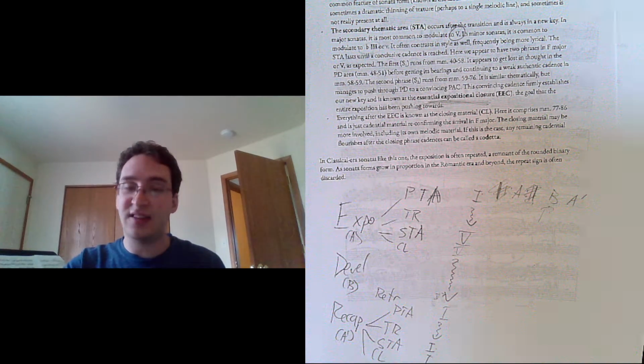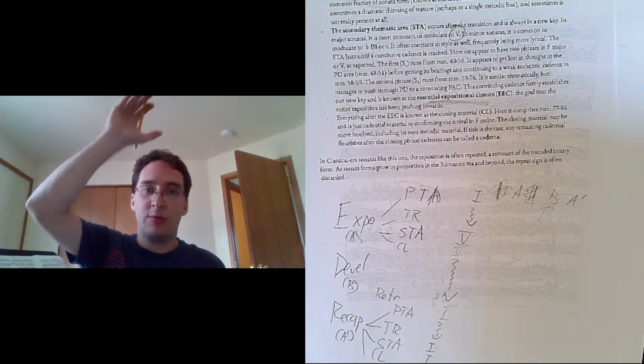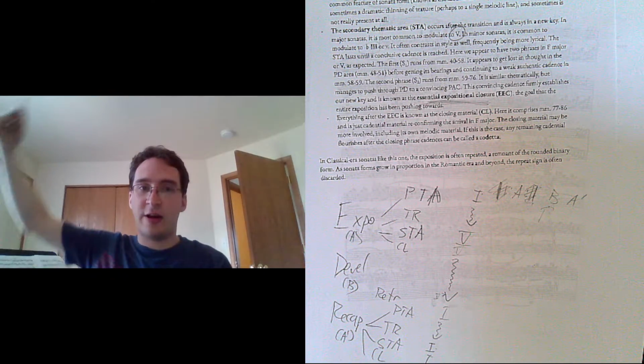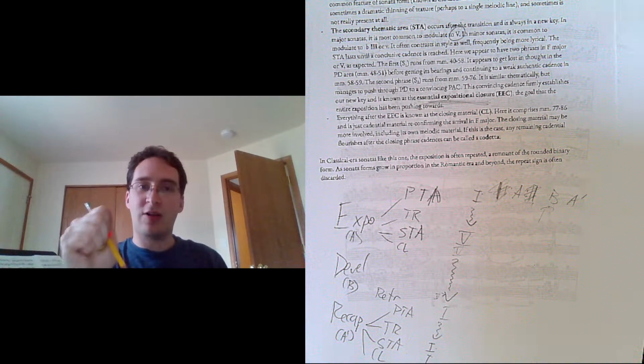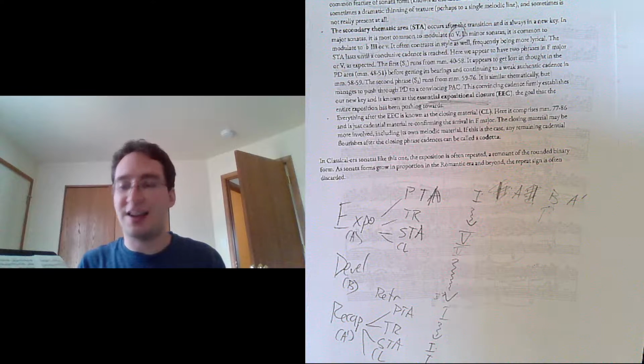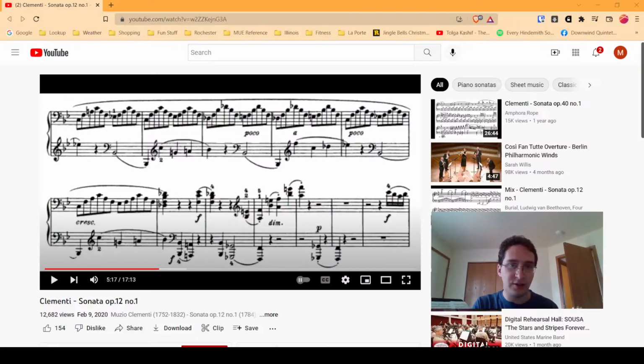Instead of starting somewhere and then going somewhere else, going on a journey, what the development has done is it's developed things, and then in our recapitulation, we get back home and we stay there, and it feels very satisfying at the end. So, where we left off, we were at the end of our development, and we were emphasizing our 5-7 chord, preparing our return to B flat.